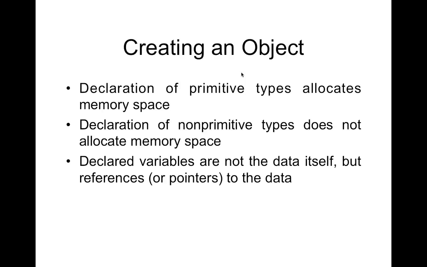Creating an object. Declaration of primitive data types allocates memory space. What are primitive data types? Primitive data types are all these int, long, we declared, right? We discussed int, long, byte, and all those are primitive variables, if you are talking about 64-bit and all that. But in Java, everything is an object, right?